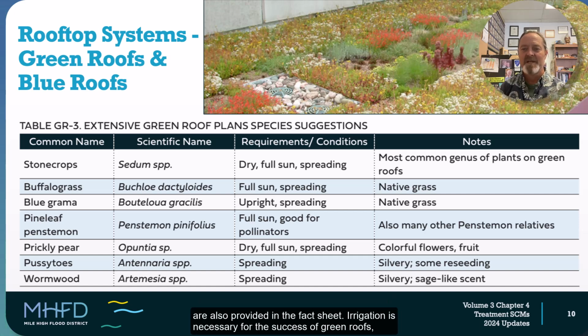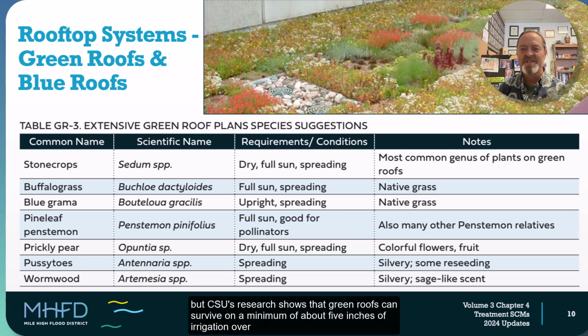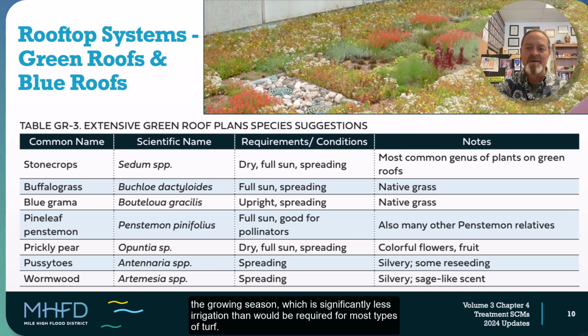Other considerations for plantings given green roof microclimates, wind, sloped roof applications, and other factors are also provided in the fact sheet. Irrigation is necessary for the success of green roofs, but CSU's research shows that green roofs can survive on a minimum of about 5 inches of irrigation over the growing season, which is significantly less irrigation than would be required for most types of turf.